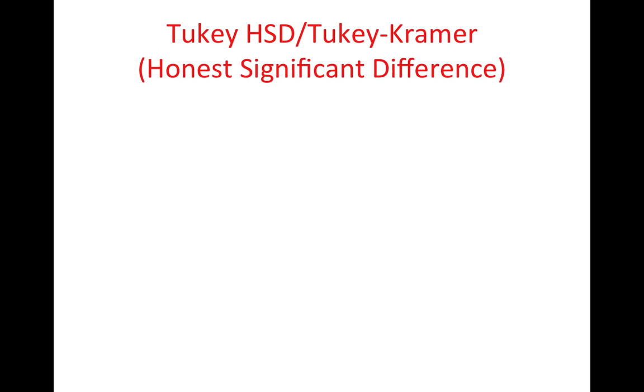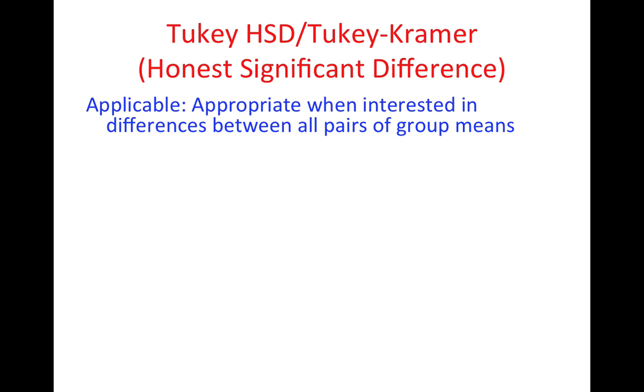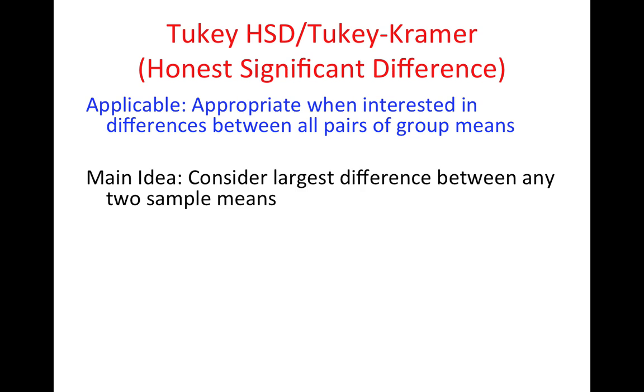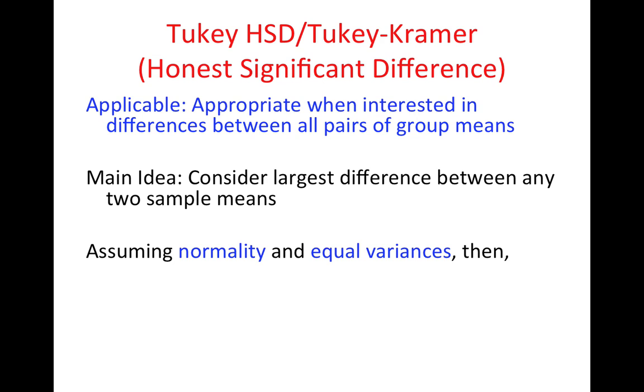Here's another method. Tukey's honest significant difference, or also Tukey-Kramer, is a slight variation of this. This is applicable when you're interested in differences between all pairs of group means, which again is the situation we have here. The main idea is to consider the largest difference between any of the two sample means. So if we have 4 different occupations we're looking at, we're going to focus on the pair of them that's most different from each other.